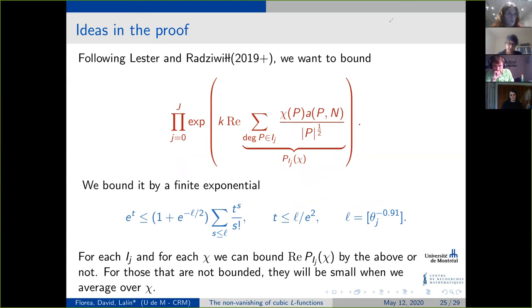In each of these intervals, sometimes the sum is small, and sometimes it's not. When the sum is small, we can bound the exponential with something like a finite exponential, a partial sum of the exponential. And when the sum is big, you keep it there, but then you sum over the chi's for which the sum is big, and then the average becomes small. So that's kind of the idea.